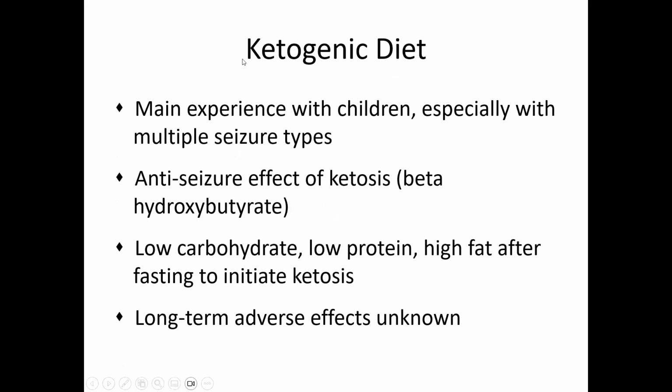Ketogenic diet. This is more useful in children rather than adults. This is a low carbohydrate, low protein, high fat diet after a period of fasting. The ketone bodies that your body forms, especially beta-hydroxybutyrate, are thought to have an anti-seizure effect. That is how a ketogenic diet helps in epilepsy or seizures. So this is mainly useful in children. If your pharmacological measures fail, you might consider it in adults also.